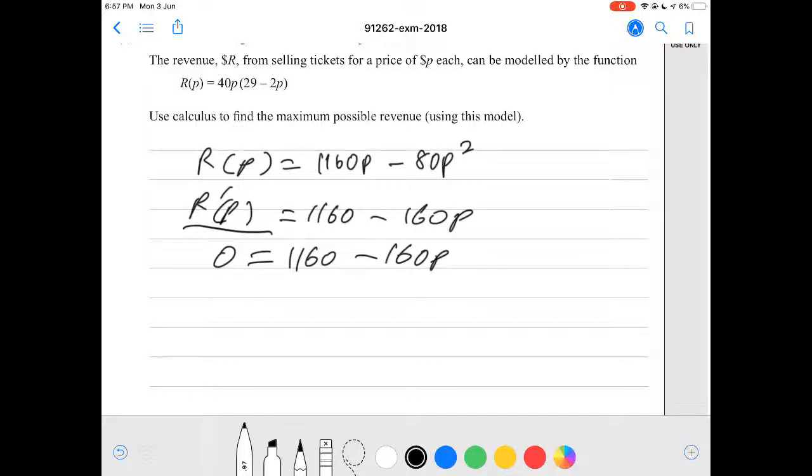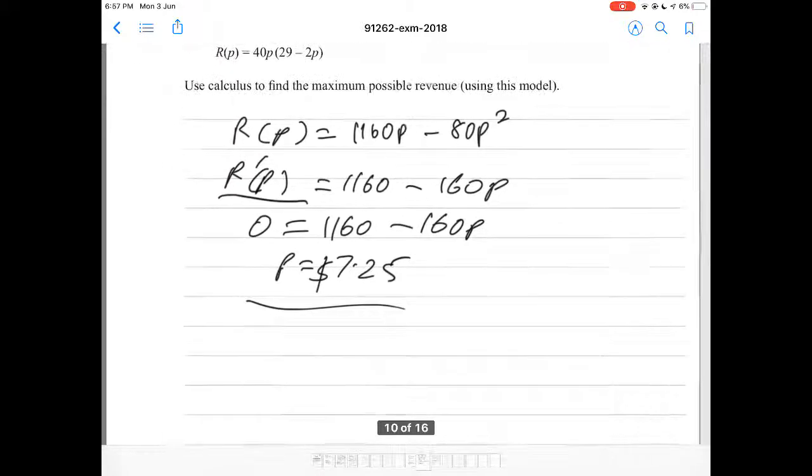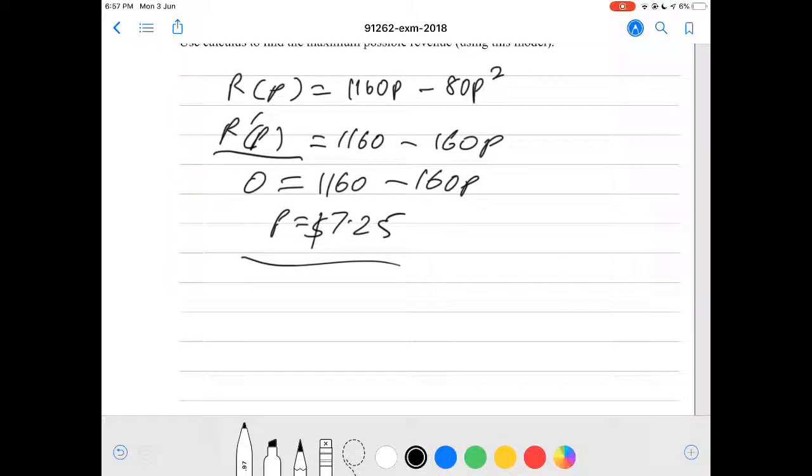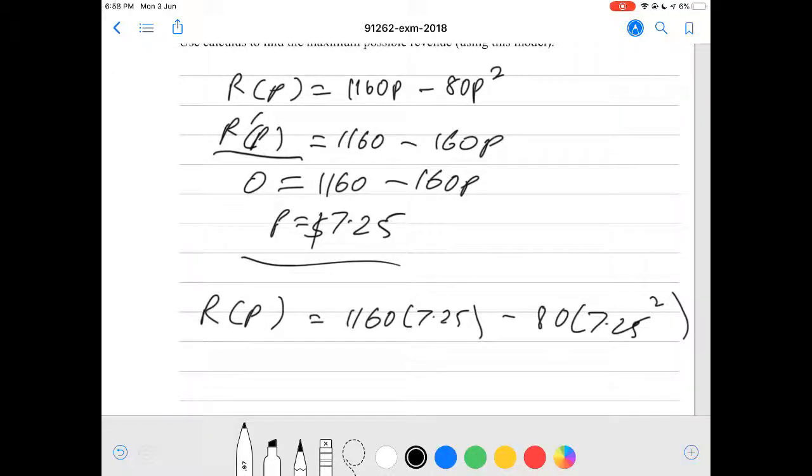So therefore, we should be getting our P equals to 7.25. P equals to $7.25. Okay, so the price of one ticket equals to $7.25 for the maximum revenue. Okay, and use calculator to find the maximum possible revenue. So we're going to substitute P equals to $7.25 into the original equation. Okay, I should say R of P equals to 1,160 times 7.25 minus 80 times 7.25 whole squared. Okay, so we're gonna plug this into our calculator.